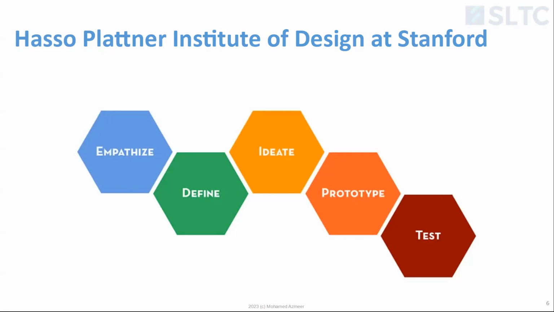So let's look at variations of this principle. Here's the original Hasso-Plattner Institute of Design at Stanford, their way of doing things, which we are using for now. Empathize, define, ideate, prototype, test. So this is what I explained a while back. Five steps. So this was the original concept from Stanford University.